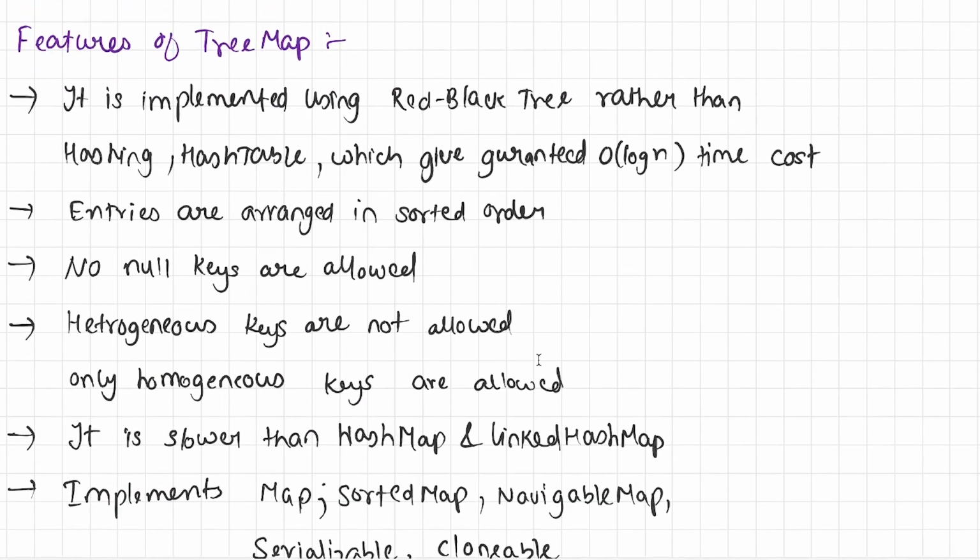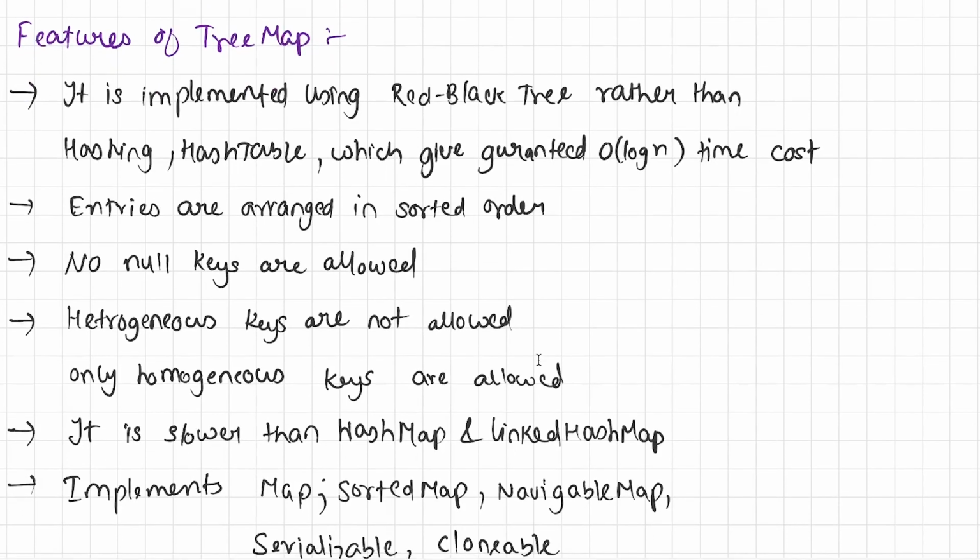So the number one feature of TreeMap is that it is implemented using a red-black tree rather than a hash table. That is why it gives a guaranteed O(log n) time for search, insert and delete operations. Okay. The second feature of TreeMap is that entries are arranged in sorted order, right? And by default, TreeMap sorts all the entries in the natural ordering of its keys.